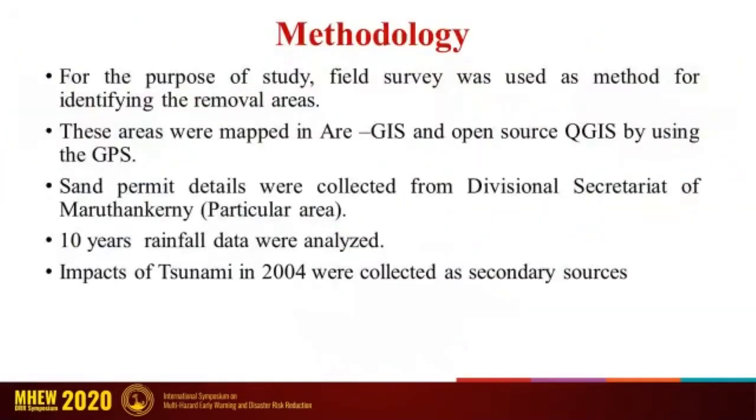Let me move on to the methodology. For the purpose of this study, a field survey was used as a method for identifying the removal area. These areas were mapped by using ArcGIS and open source QGIS. The area has been located by using GPS. Sand permit details were collected from the Divisional Secretary of Marudangani. 10 years of rainfall data were collected and analyzed. Impact of the tsunami in 2004 was also collected as a secondary source.